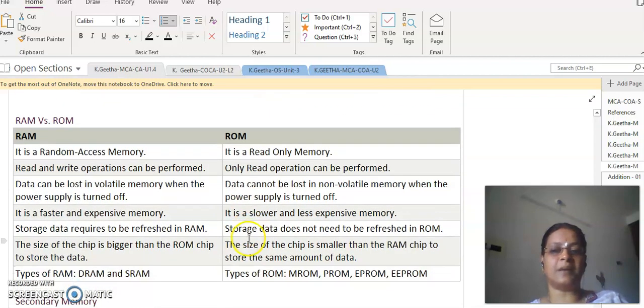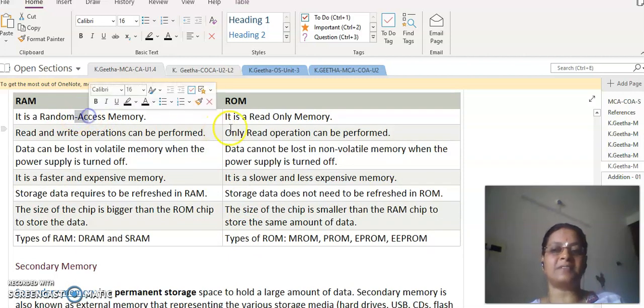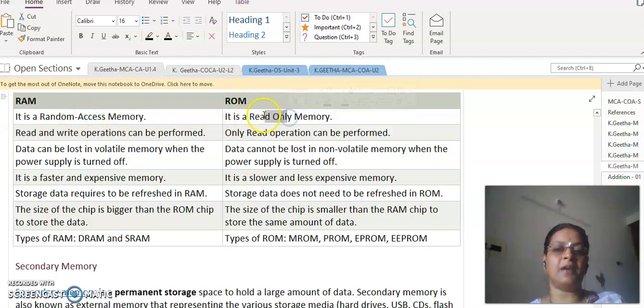And now we will see the comparison of RAM versus ROM. So RAM, as we already said, is random access memory, and ROM is read only memory. RAM is read and write, and the type of access is random access. Coming to ROM, it is also random access, but only read operations can be performed here. The data can be lost in the RAM, so it is volatile in nature, whereas ROM is non-volatile in nature.